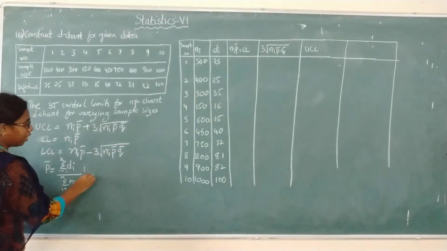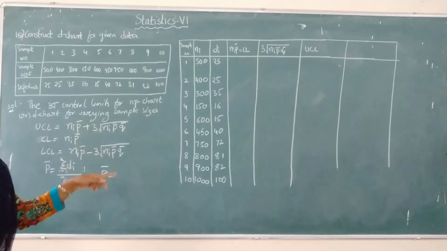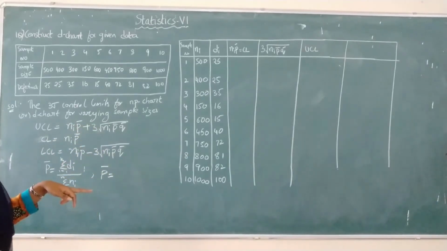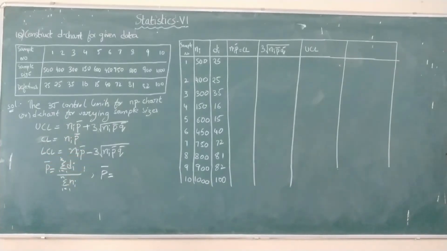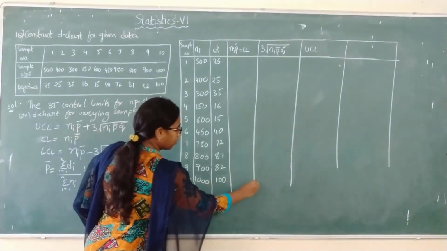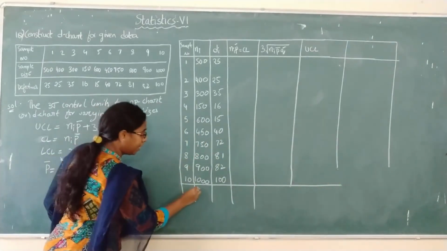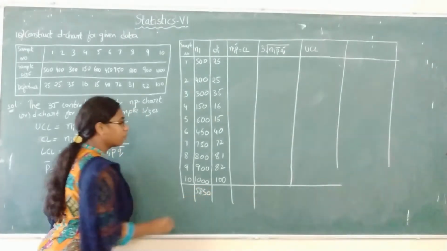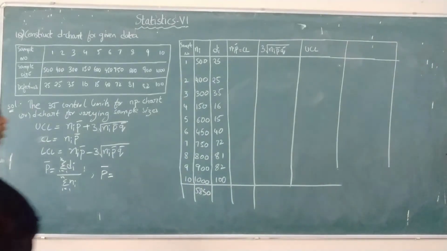But I want the P bar value. So P bar equals summation of Di divided by summation of Ni. That means you want the summations for the second column and the third column. So if you do the total for Ni, you will get the summation of Ni as 5850, and similarly do the summation of Di, you will get it as 508.